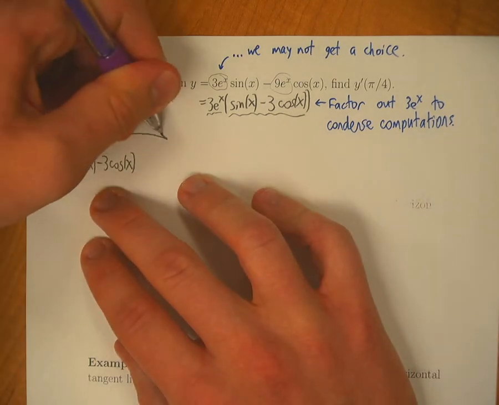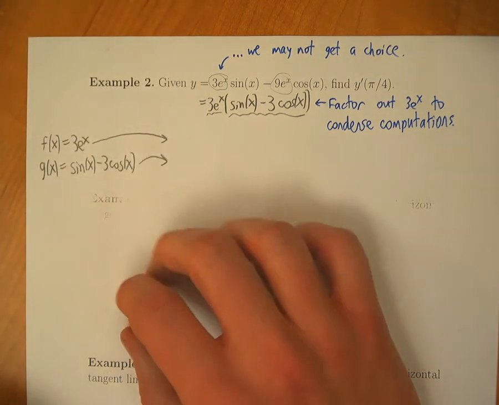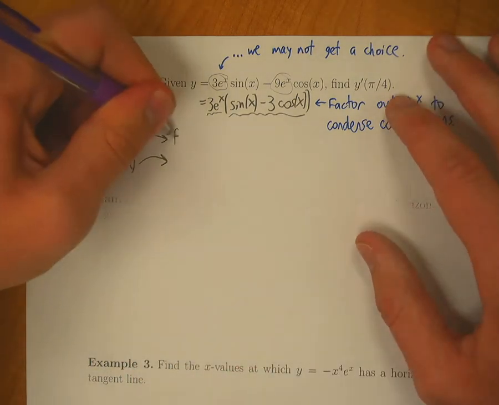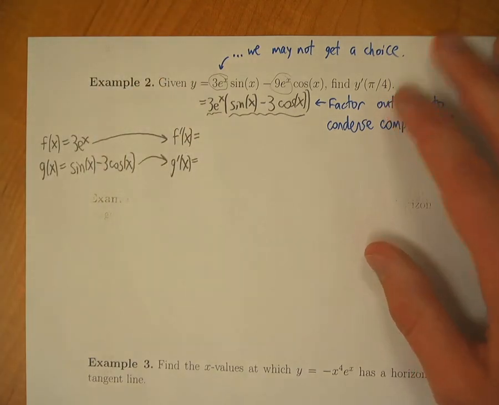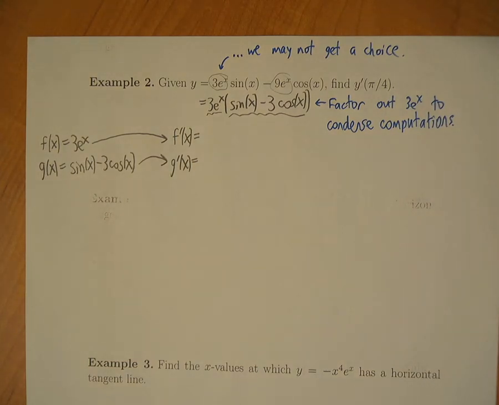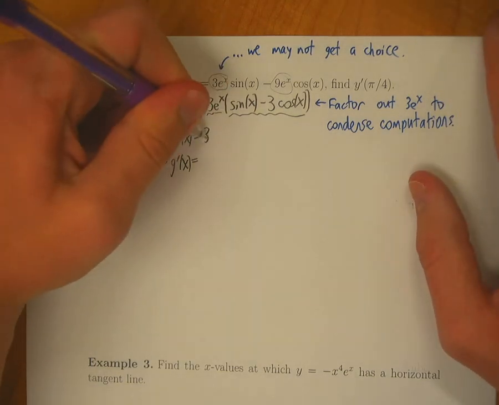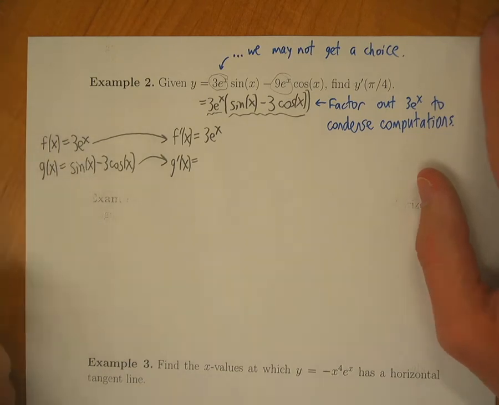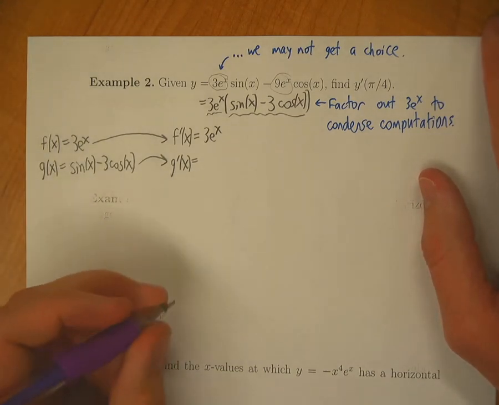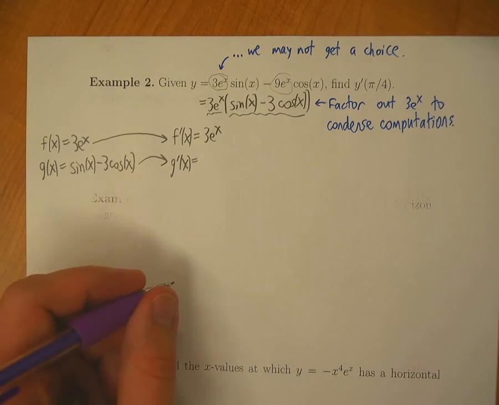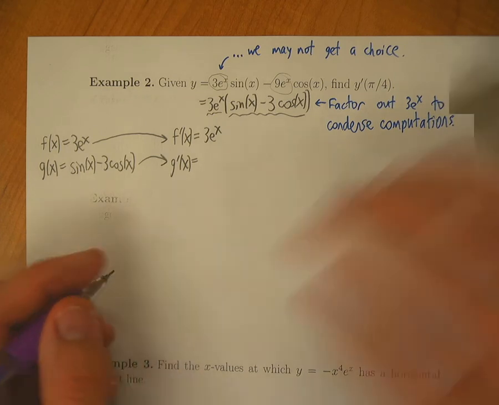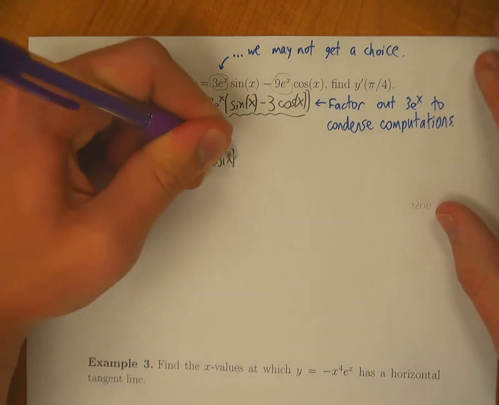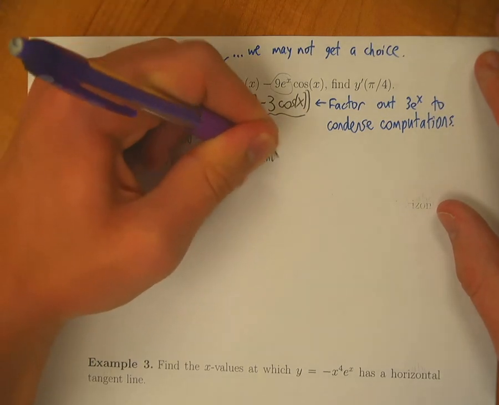So we say, all right, we need our corresponding derivatives. So let's go ahead and find them. f prime will just be 3 times e to the x, because the derivative of e to the x is itself. But then g prime of x will be what? Yeah, so cosine of x plus 3 times sine of x. Okay?